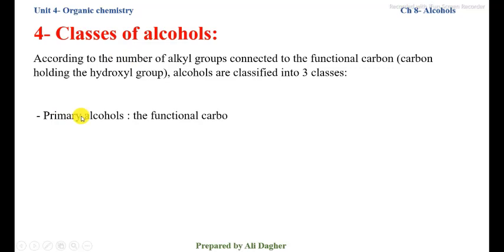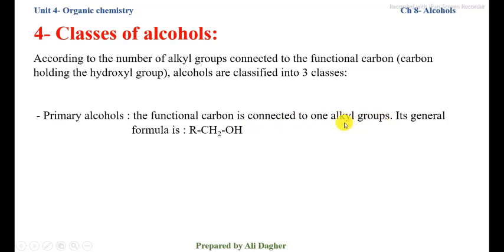First class is primary alcohols. The functional carbon is connected to one alkyl group, that means to one group of carbon and hydrogen. This is the functional carbon. The carbon holding the hydroxyl group is called functional carbon. This functional carbon is connected to one alkyl group, then this alcohol is primary. This is the general formula of primary alcohols, RCH2OH. R could be hydrogen, then CH3OH is primary alcohol, could be CH3, C2H5, and so on.